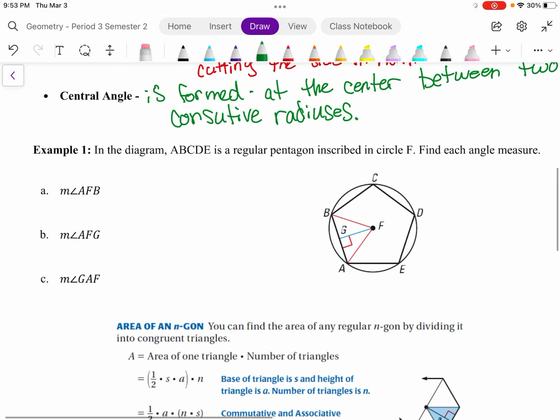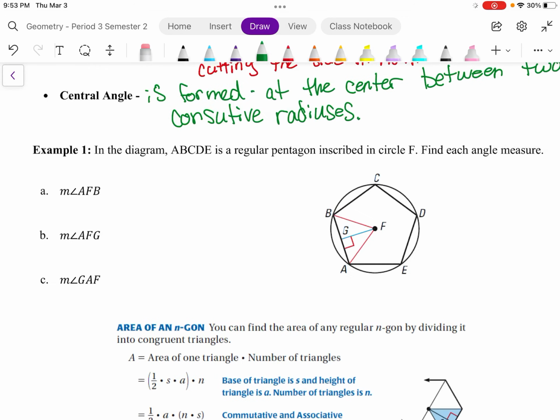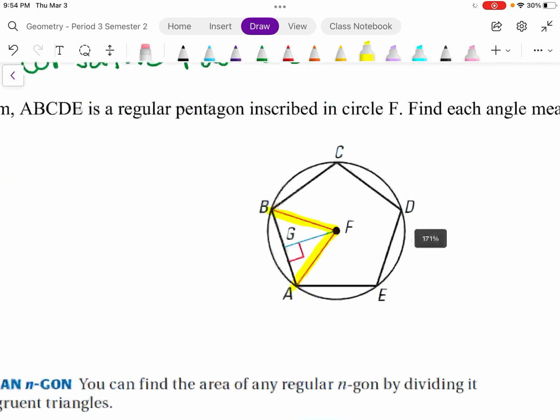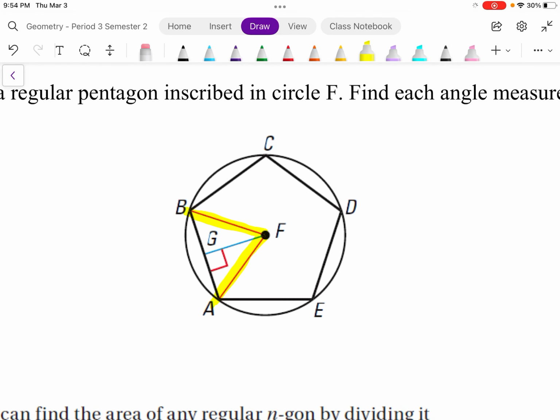So now we're going to go through a couple of examples. Example 1, we have a diagram ABCDE. And this is a regular pentagon, and it's inscribed in circle F. And we are going to be finding the measure of each angle. So the first angle that they would like us to find the measure of is AFB. So I'm just going to highlight that so we know exactly where we're looking at. So they want us to find the measurement of AFB.